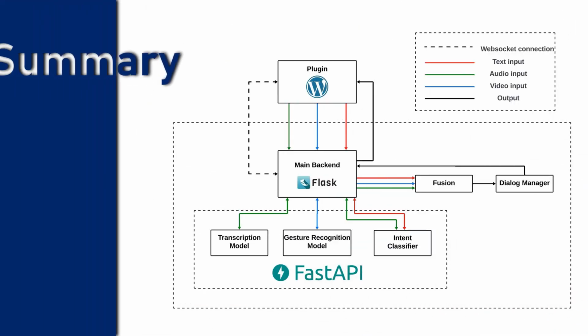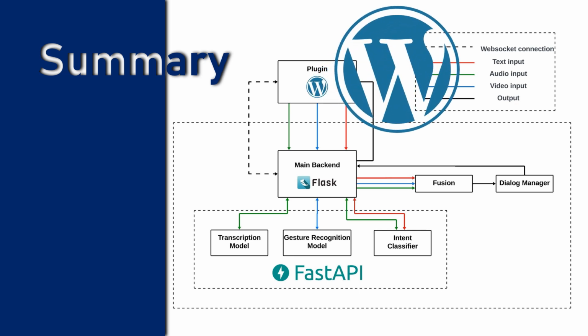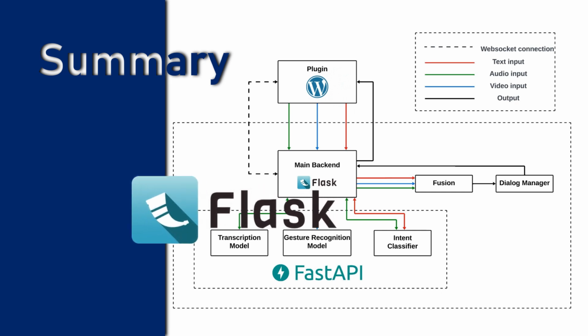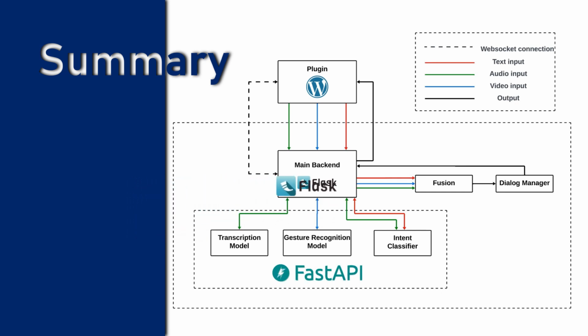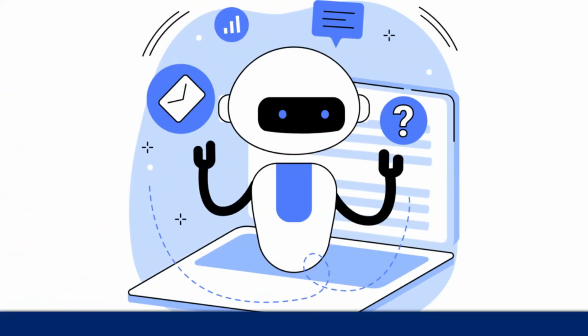To summarize the technologies used within the application, the application is built as a WordPress plugin, where this can be used for any WordPress website. The backend is implemented using Flask, and the front-end back-end communication happens through WebSockets. The transcription model, gesture recognition model, and intent classifier are containerized through Docker and called from the Flask backend for each functionality using FastAPI. That wraps up the technical overview, and let's dive into the demonstration.